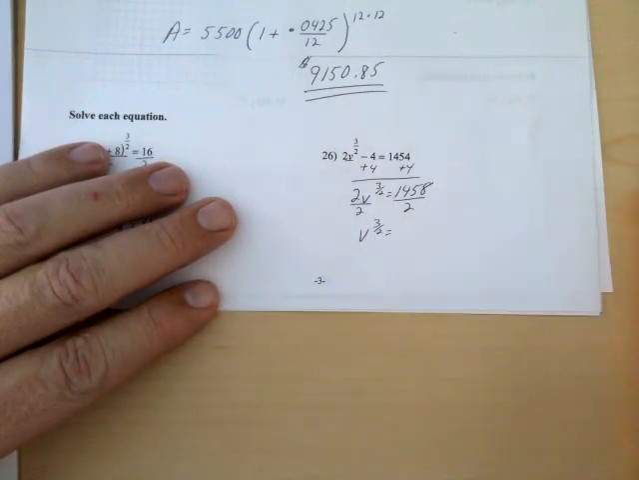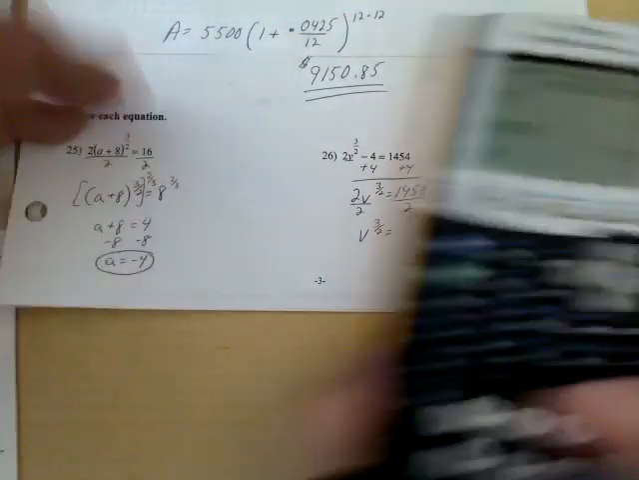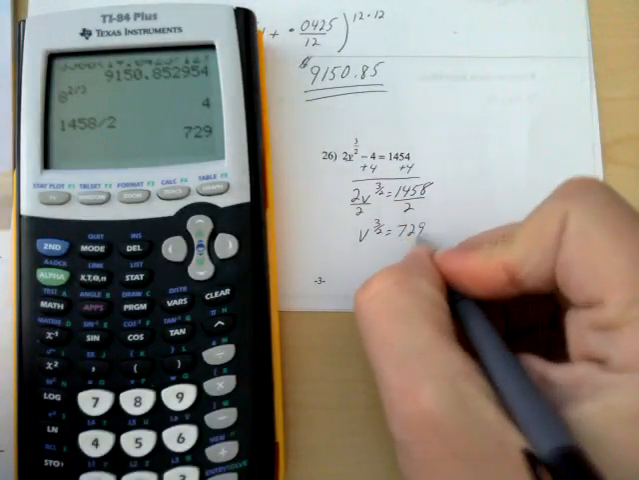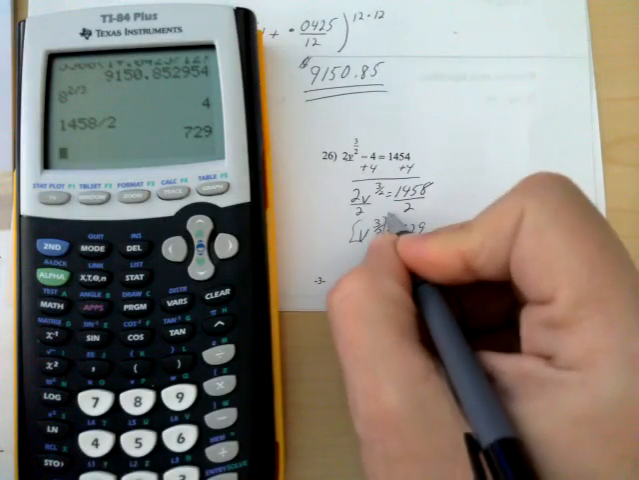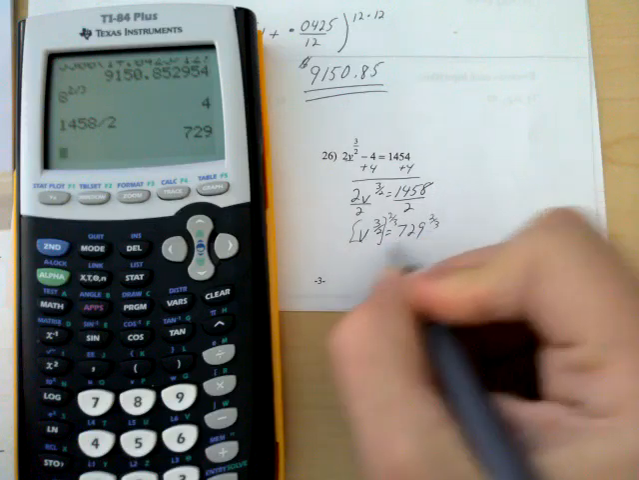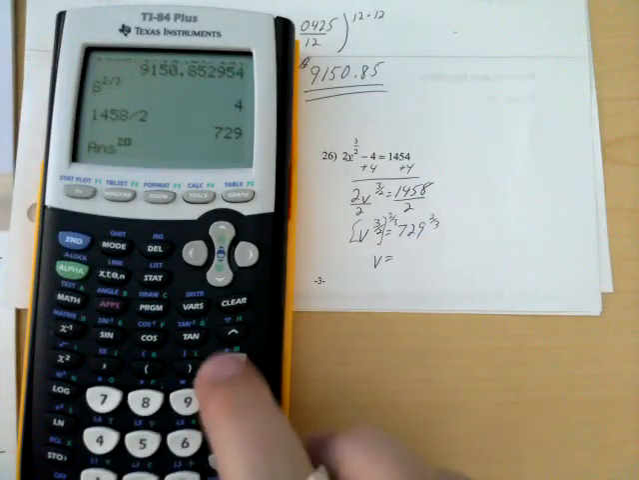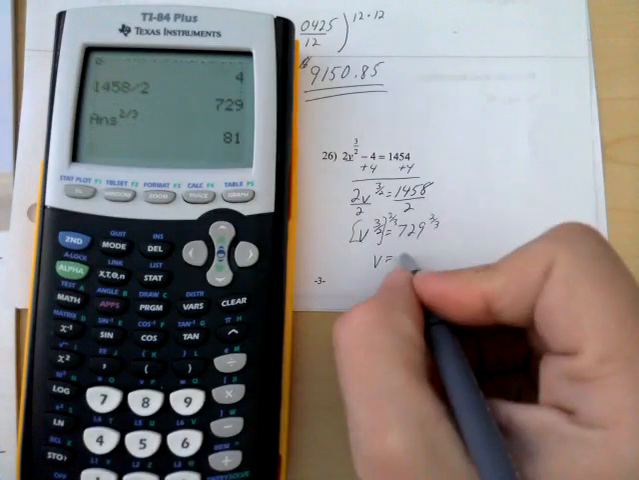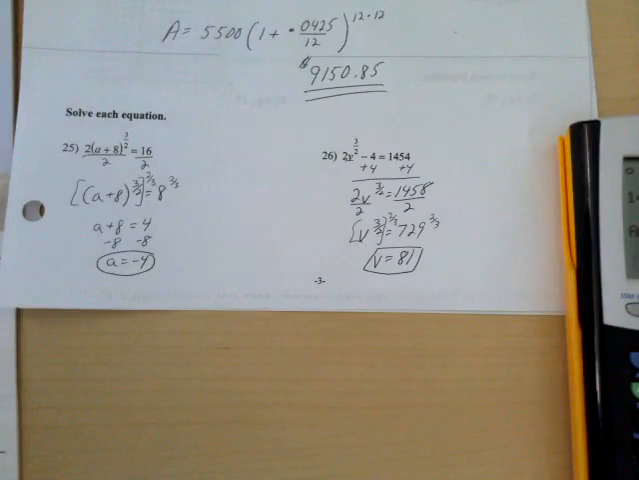Okay, so 1458 divided by 2 is going to be 729. And now my last move is to raise both sides to the 2/3. And the calculator can tell me what 729 raised to the 2/3 is. And it's going to tell me a nice 81. Okay, so that's part 1. We still have to do part 2, but that took 17 minutes. Your quiz should not take more than 20 minutes to complete.